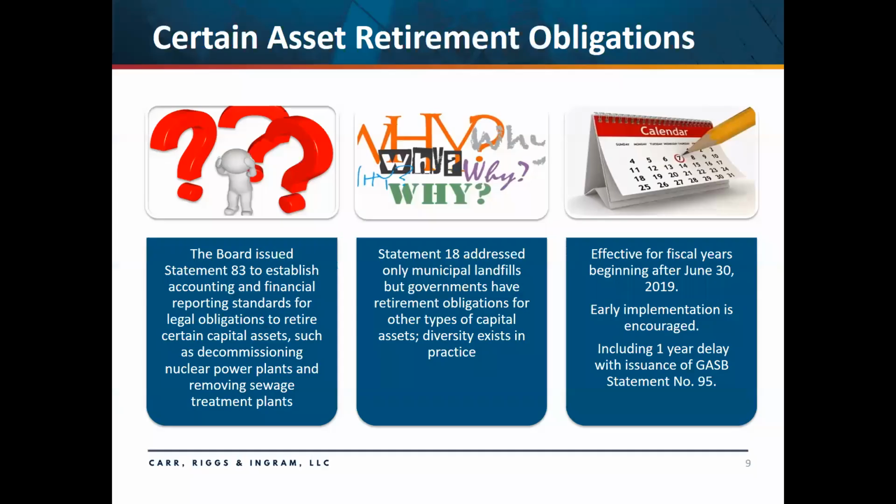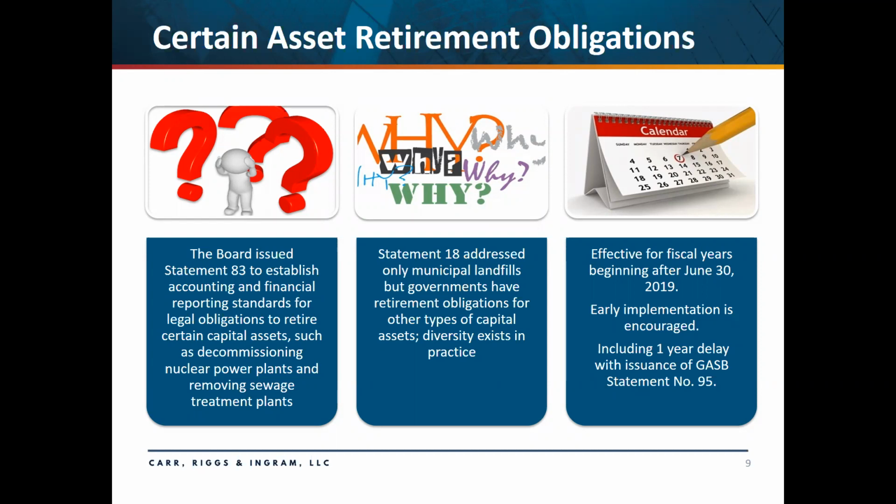If you look at when the statement's going to be implemented and what the purpose of it is, there were a few items out there where there was some diversity in practice. So 83 is really, there's only a few people that haven't implemented this yet because of the delay with 95. This was one of the ones that was delayed due to COVID, and so there was a little bit of that delay.